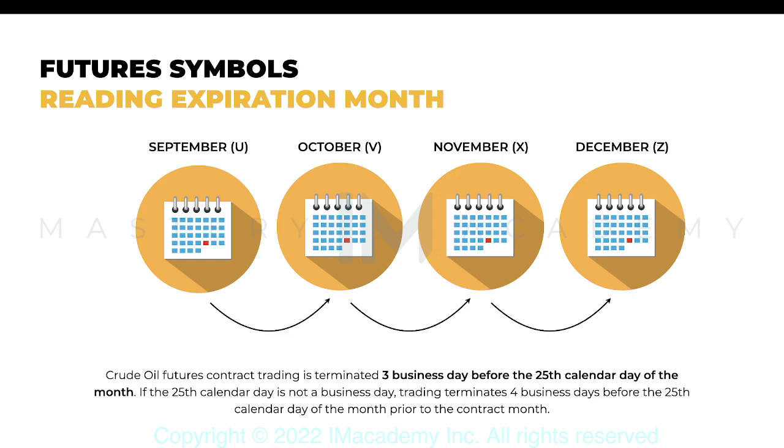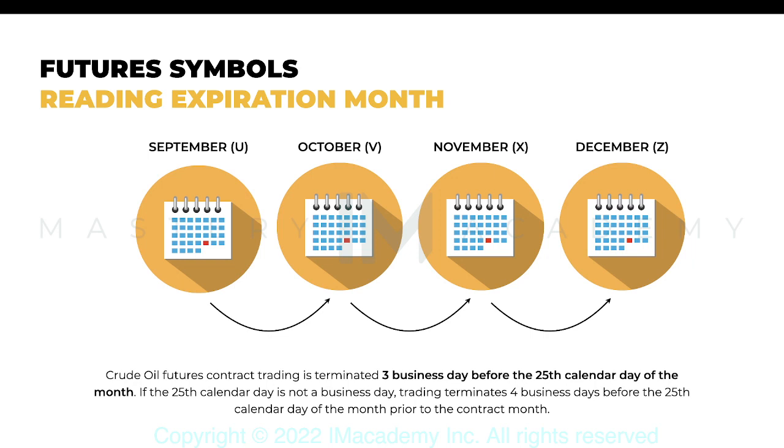And in case the 25th calendar day is not a business day, trading will terminate 4 business days before the 25th calendar day of the month prior to the contract month.